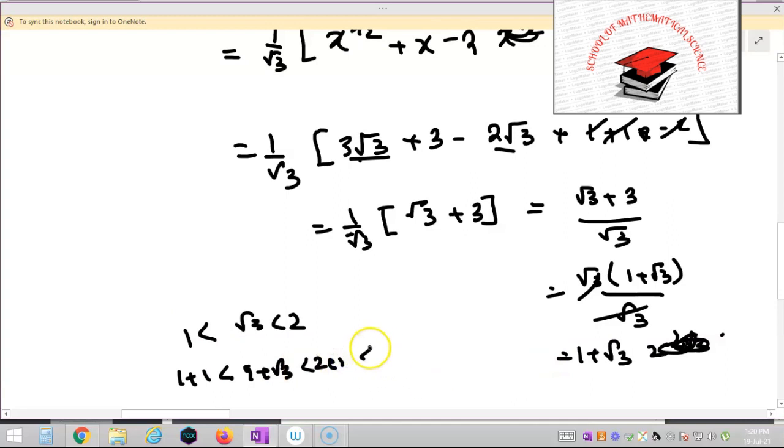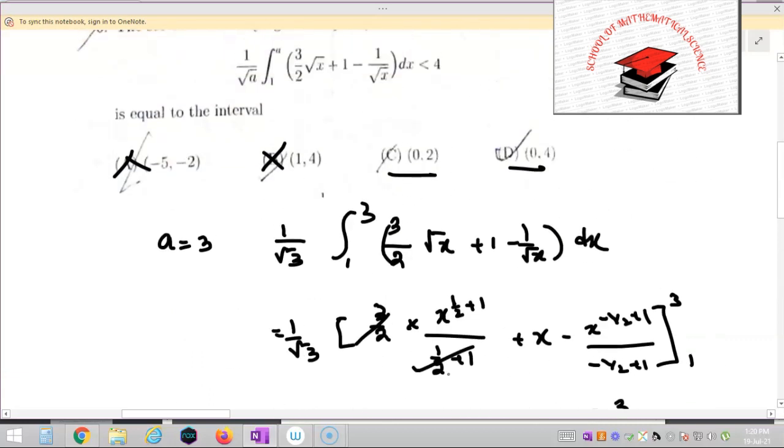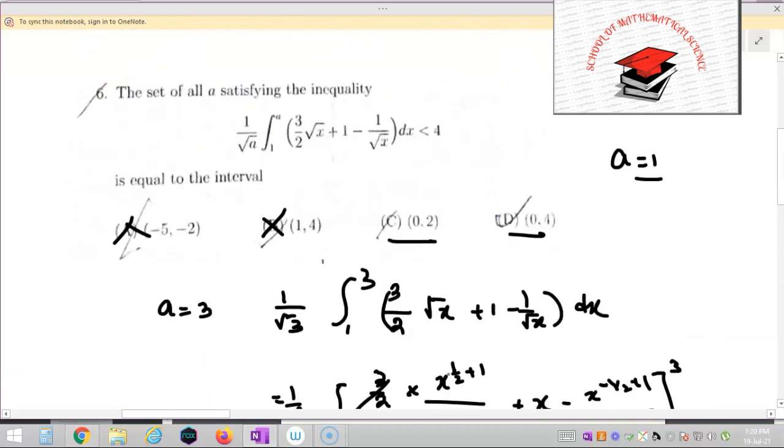So 1 plus root 3 is less than or equal to 3, which is strictly less than 4, and hence I can say that a is equal to 3 also satisfies this inequation. So a is equal to 3 is the solution of this. So option D is our correct option.